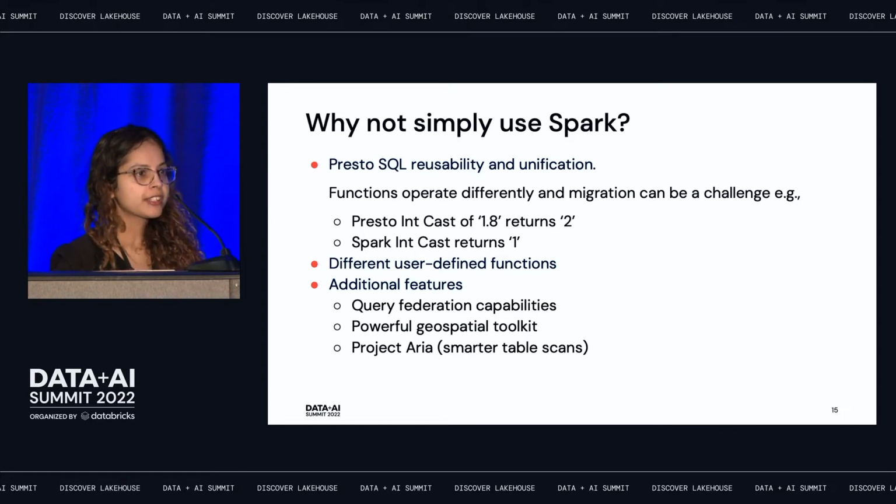You have Project Aria, which offers smarter table scans. So say if you are reading a map structure into memory, it provides subfield pruning, so you don't need to read all the keys, but you can just read the specified keys. It also provides efficient row skipping and adaptive filter ordering, so you can immediately get performance gains. So all these features of Presto make it very powerful.